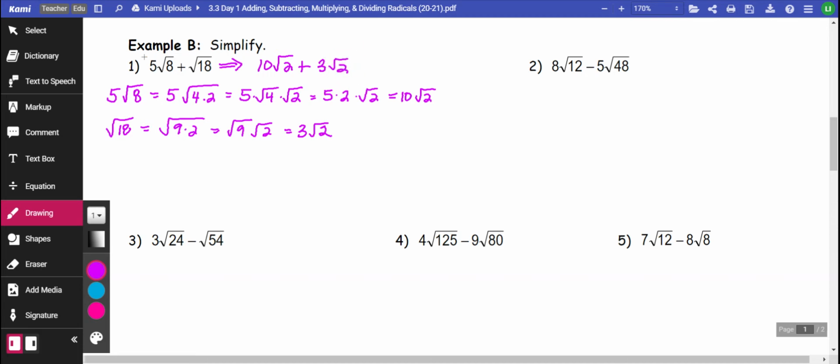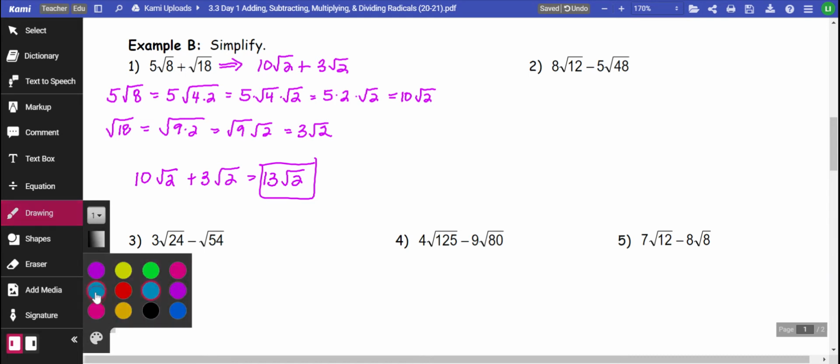So I took this mess of unsimplified radicals, made them simplified. Now they both have the same root and radicand. So I'm taking 10 root 2 plus 3 root 2, and I get 13 root 2.